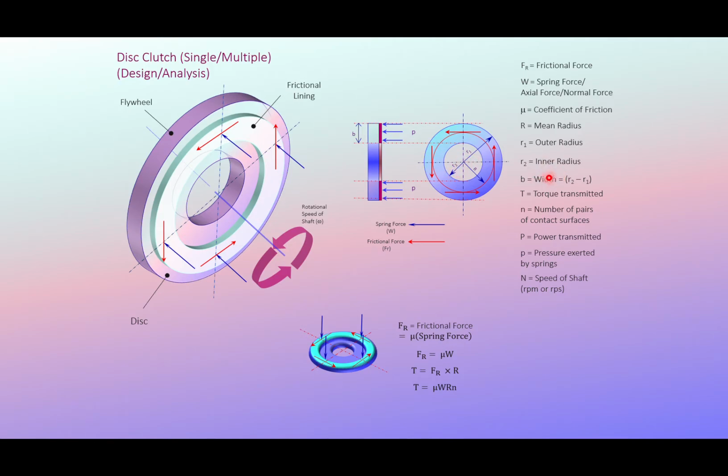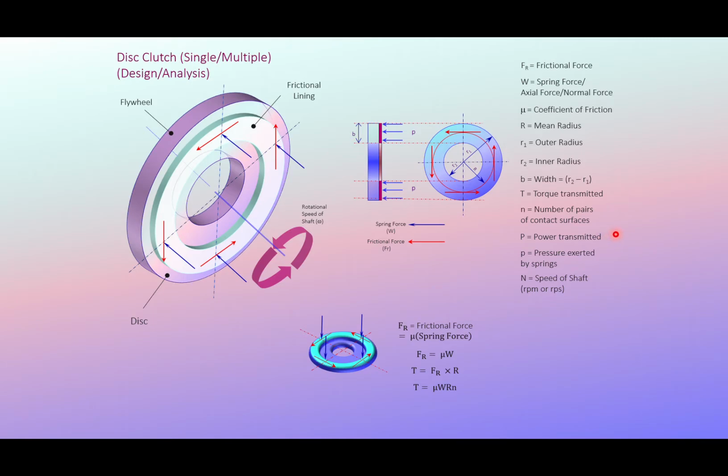And b would be the width of the frictional lining material. How to get the width is by taking R1, this length here, minus this length. So you will be able to find out this width here, that is the width of the frictional lining material. T would be the torque exerted or the torque transmitted by the clutch. n is the number of pairs of contact surfaces.